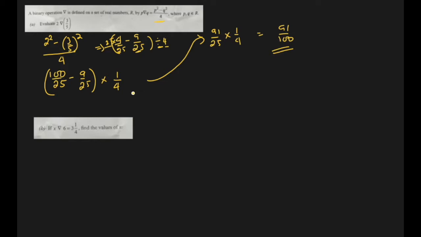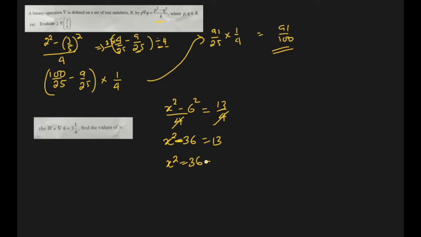That is the answer. Second, if x operation 6 is 3 1/4, find the value of x. Again we will use the same, x square minus 6 square over 4 is equal to 3 1/4. Let's change it to an improper fraction. That will be 4 times 3, 12 plus 1, 13 over 4. So x square minus 36 equal to 13.